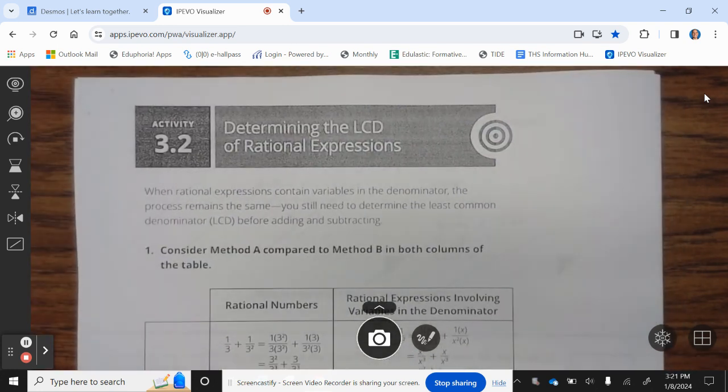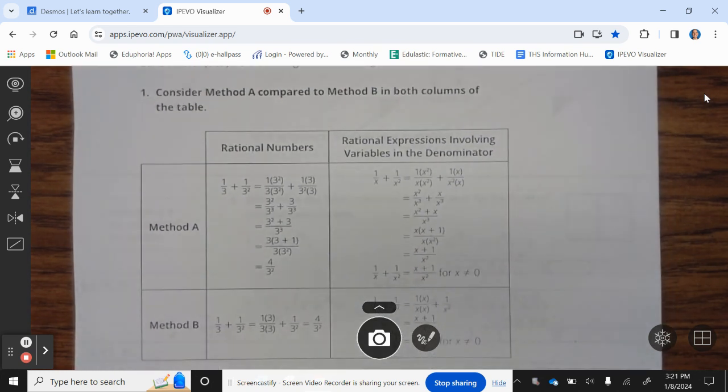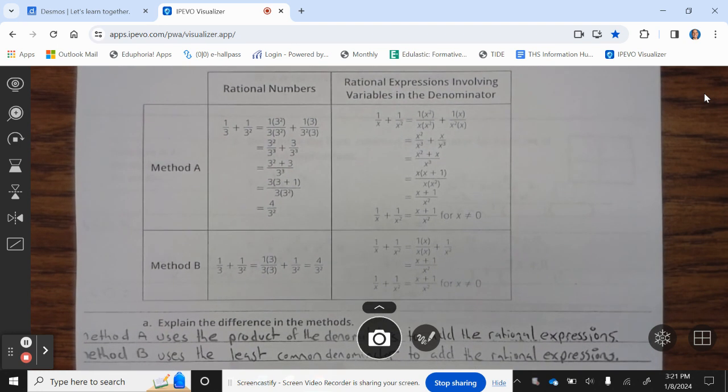Activity 3.2, determine the LCD of rational expressions. When rational expressions contain variables in the denominator, the process remains the same. You still need to determine the least common denominator, LCD, before adding and subtracting. Consider method A compared to method B in both columns of the table. All right, go ahead and look over the table.